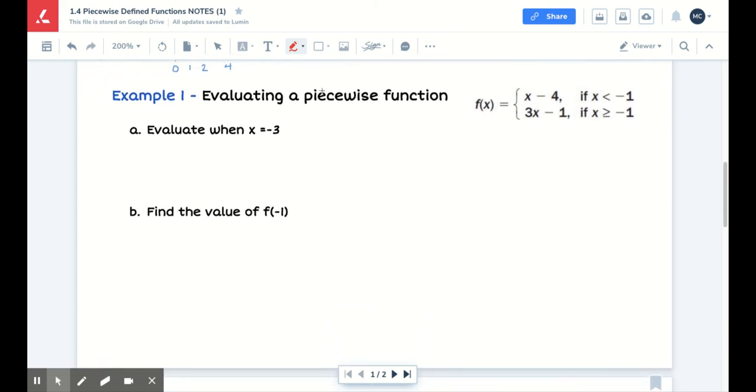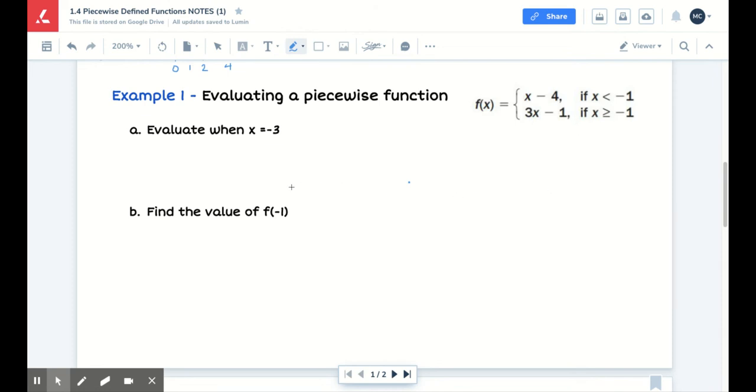All right, next up, we're going to be evaluating a piecewise defined function. So to evaluate a piecewise defined function, first I want to get familiar with my function. It is called f of x, and f of x is defined as x minus 4 for x values that are less than -1. So if my x value is less than -1, then I'll use this as my f of x value. And f of x is defined as 3x minus 1 if the x is greater than or equal to -1. So if my x value is -1 or something bigger than -1, then I'll use f of x equals 3x minus 1.